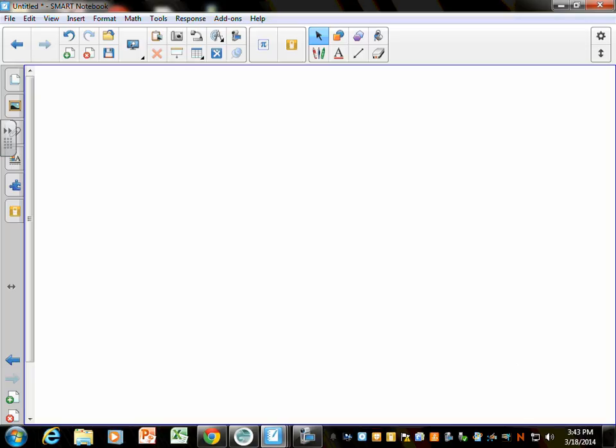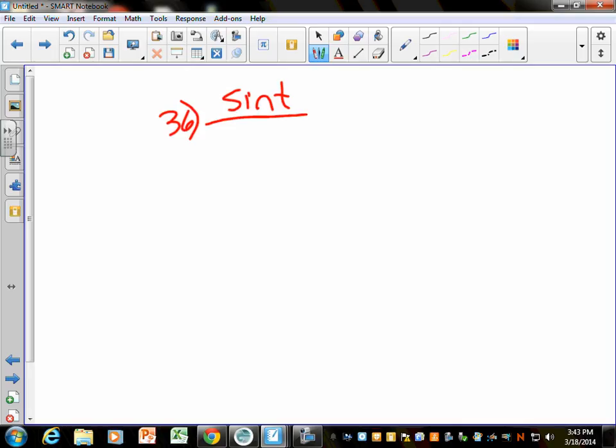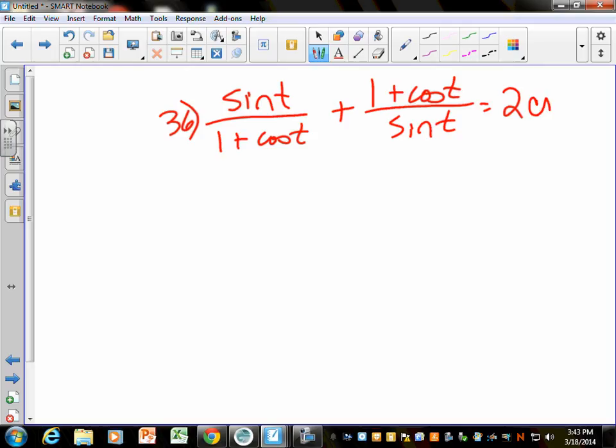So let's look at 36, because I think it's the other one besides 45 that's super terrible. I mean, it's not super terrible, but it's the only other bad one, I think. And again, I think the right side is the side that I would work on. And again, fractions, I hope you're starting to see that when you see fractions, you need to get a common denominator. So my common denominator is going to be sine of t times 1 plus cosine of t.